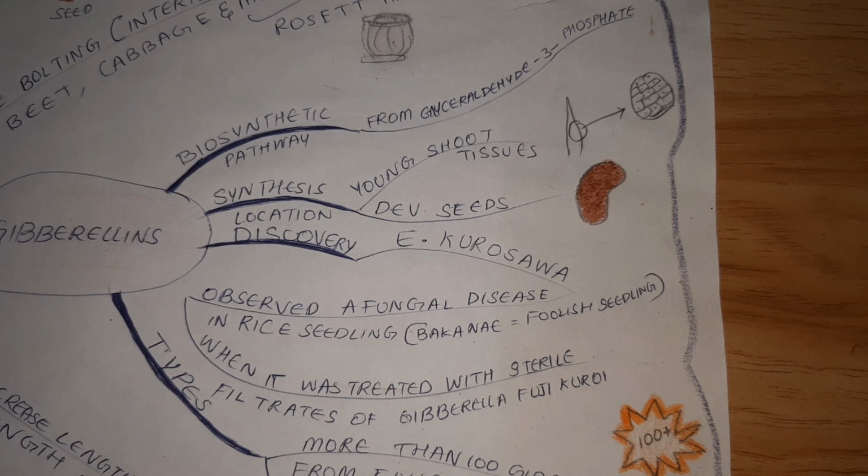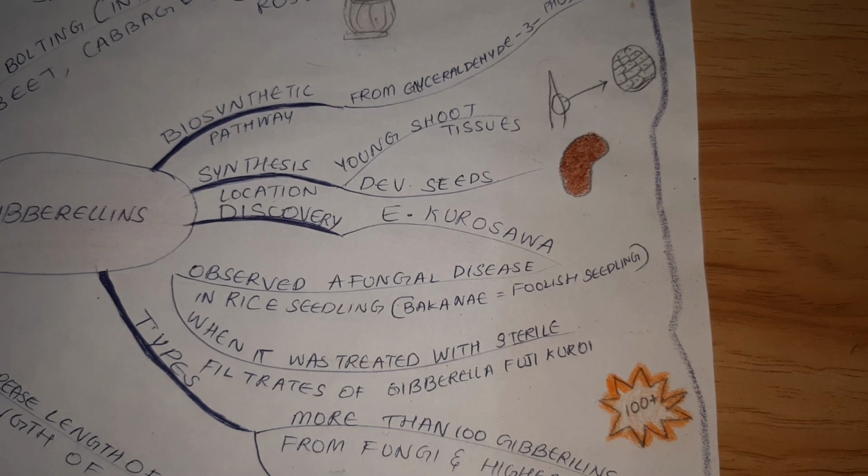When was it discovered? It was discovered by E. Kurosawa when he was performing this experiment. He first observed a fungal disease in rice seedlings. This disease is known as Bakanae, and when it was treated with sterile filtrates of Gibberella fujikuroi, in this process, he discovered a hormone which is known as gibberellins.